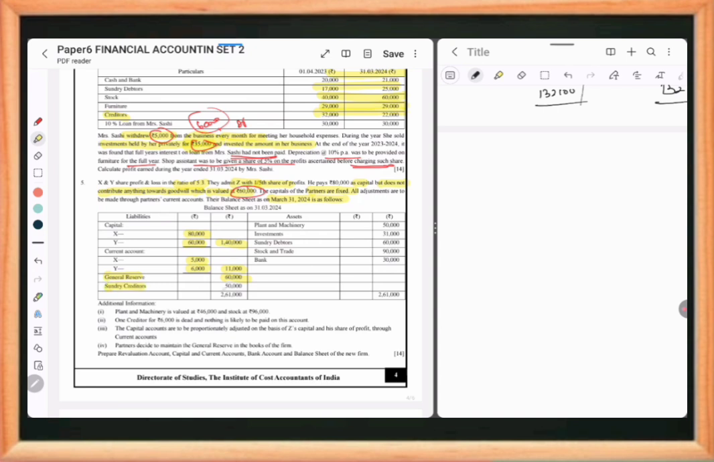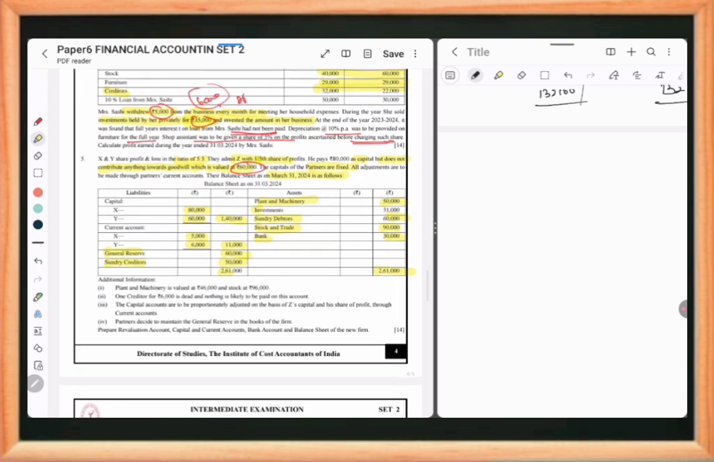And then one more, sundry creditors is also given. Plant and machinery is given. Investment 31,000. Sundry debtors 60,000. Stock in trade 90,000. Bank balance 30,000. Total 2,61,000. So plant and machinery is valued.